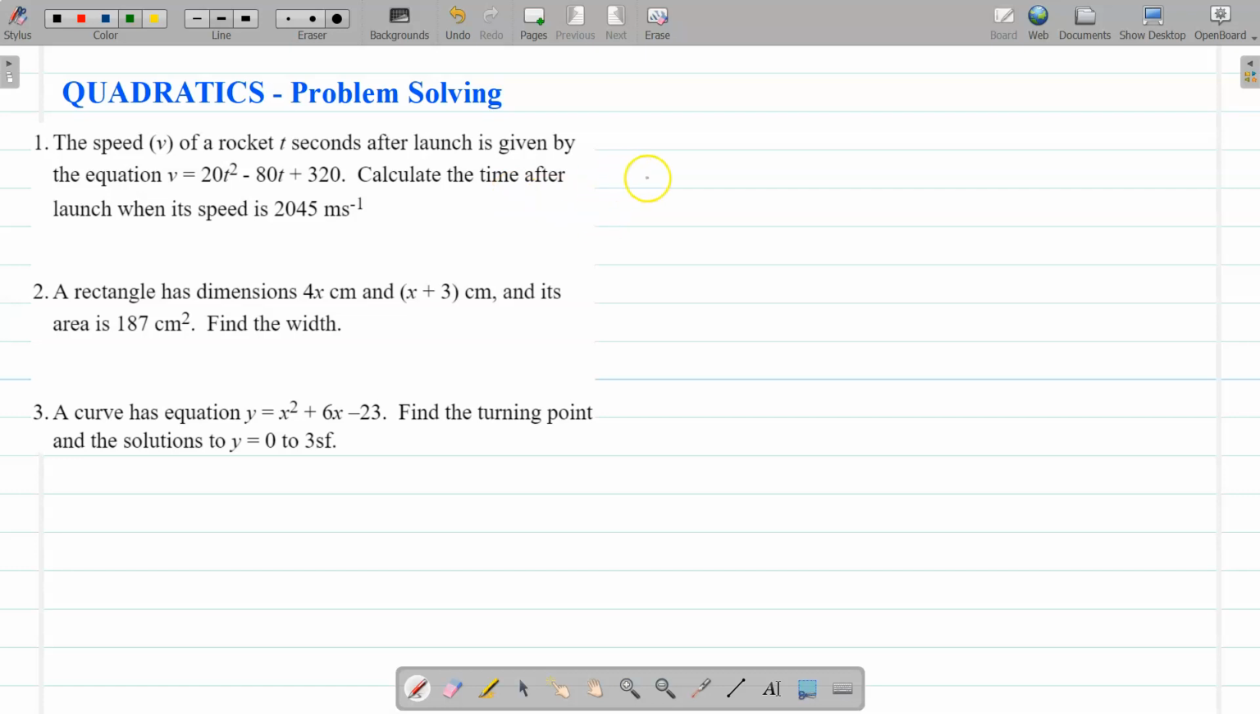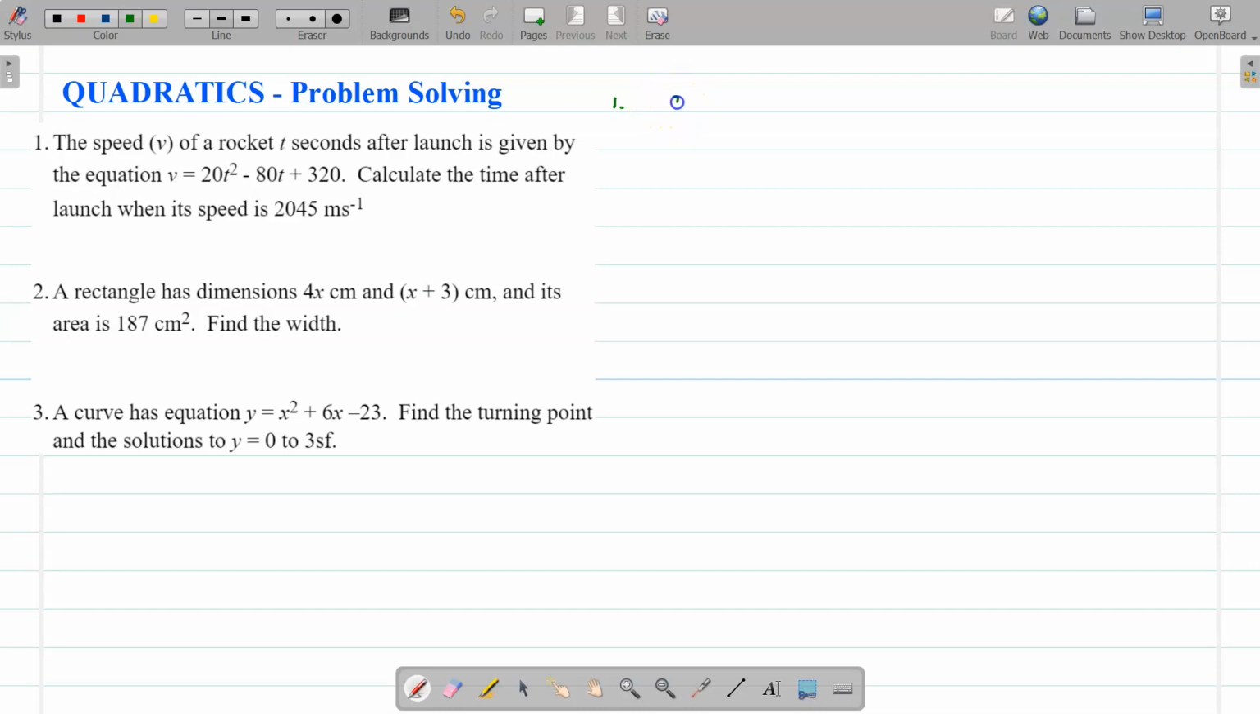Okay, welcome to this short video on quadratics and problem solving. These are three sort of high-end GCSE questions on this subject. So in the first one, we're dealing with a rocket that is launched, and after t seconds of flight, its speed or velocity is given by this formula. Okay, so we've got to find the time at which its speed reaches 2045 meters per second.